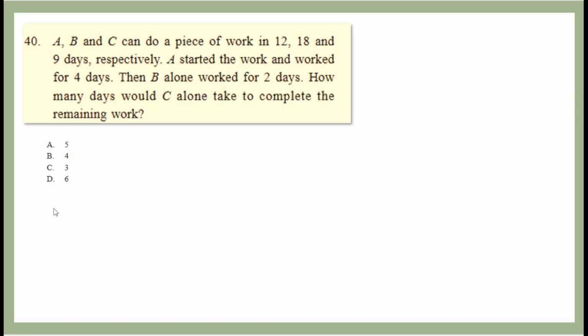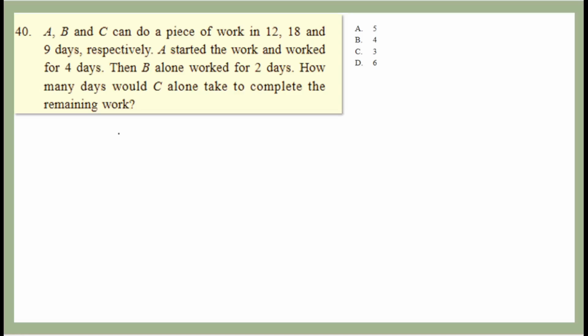Next, second question. A, B, C can do a piece of work in 12, 18 and 9 days respectively. They started the work and worked for 4 days. Then B alone worked for 2 days. How many days would C alone take to complete the remaining work?